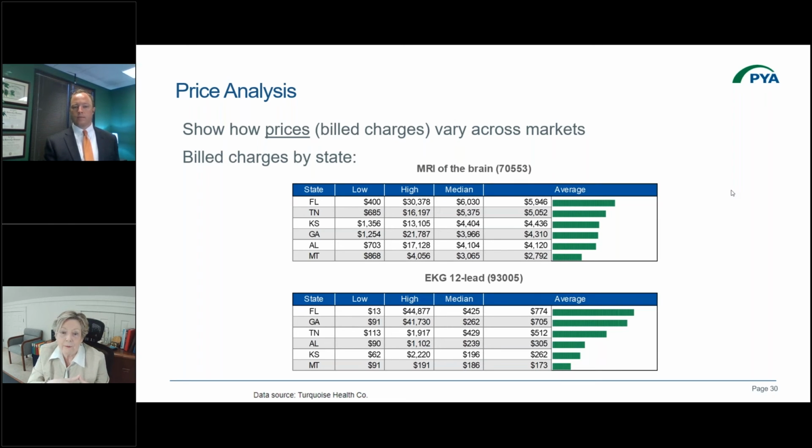I'm just going to use the 12 lead EKG as an example. A 12 lead EKG is a 12 lead EKG no matter where you go, whether it's in a physician's office or in the hospital. It is the same service. Look at the range of prices for that particular service. If the median rate in Florida, as an example, is $425 for a 12 lead EKG in a hospital setting, then I mean, $44,000 for another provider in the same state.